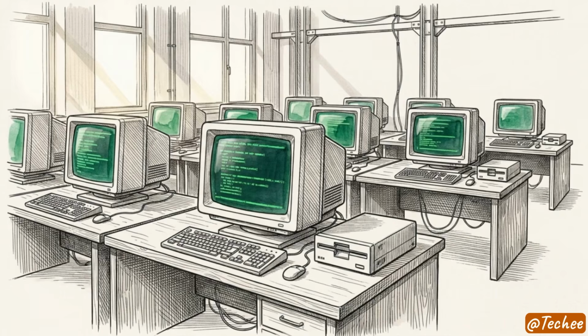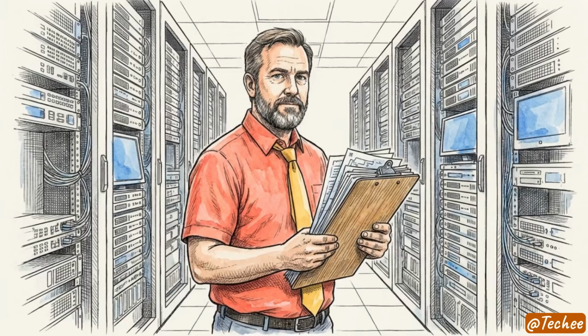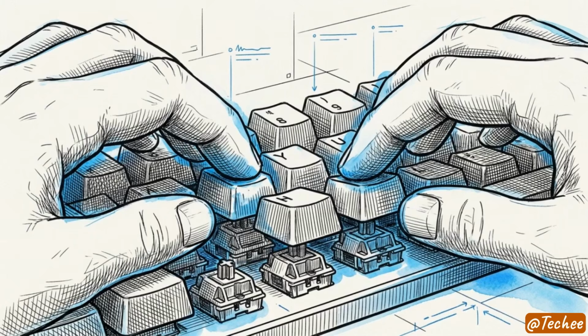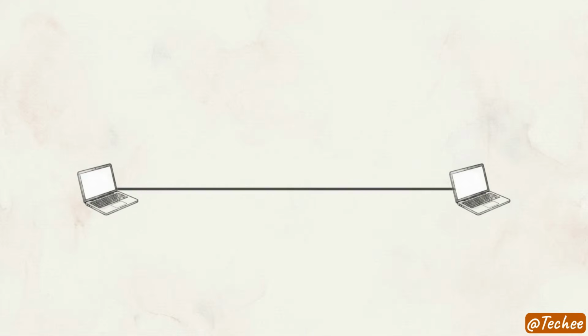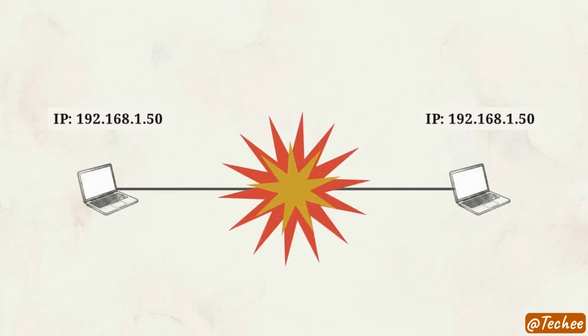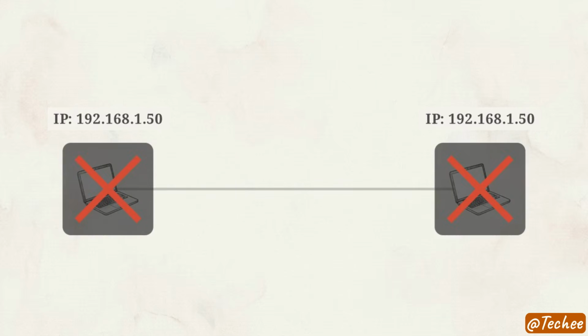In the early days of computing, getting that address was a highly manual task. A network administrator had to physically walk over to each new computer, pull up its settings, and type in a unique string of numbers by hand. In this diagram, we see the primary danger of that manual process. If a tired administrator accidentally types the exact same address into two different devices, the network gets confused, the data collides, and both devices drop offline completely.